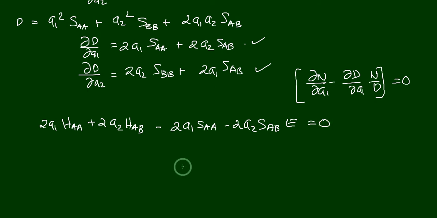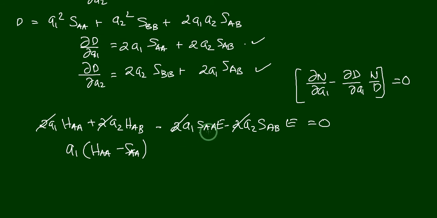So we have an equation here, and in this equation we can cancel 2 from all the terms. Then what is remaining? We have the terms with a1 and the terms with a2. Let us put the terms with a1 together. Then a1 is a common factor: a1 into HAA minus SAA. Sorry, I forgot to include the term E here, because it is dou d by dou a1 into n by d.